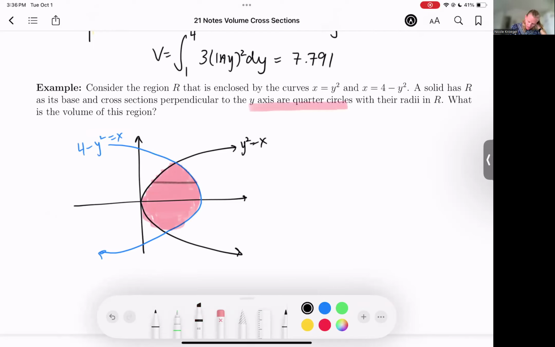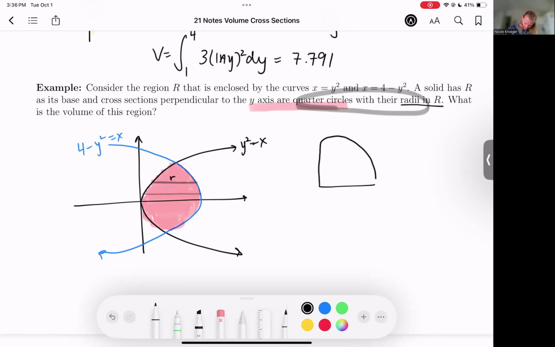So they say that the things popping out are quarter circles. So what's popping out of the page is a quarter of a circle, and the radius of the circle is that distance because the radius is in our region. Okay, so we're going to get a quarter of a circle. It's a very sad quarter circle. This is my radius. My radius is the length of this line segment, so we're going to do right minus left. So my right function is 4 minus y squared. My left function is y squared.